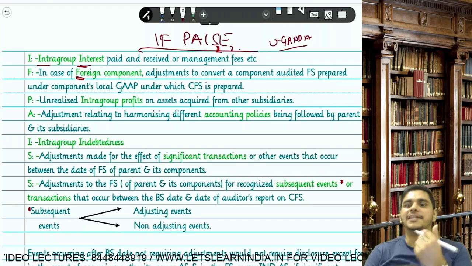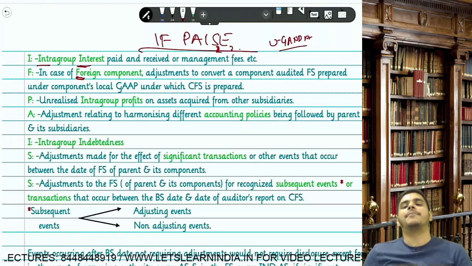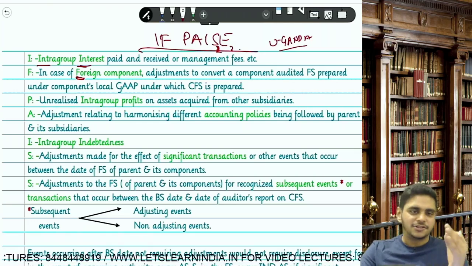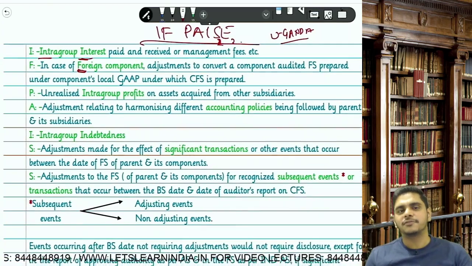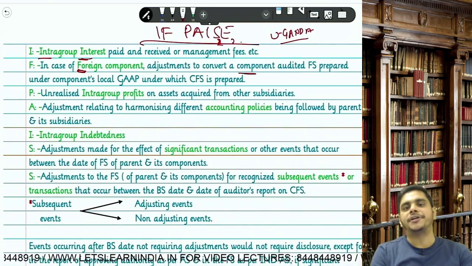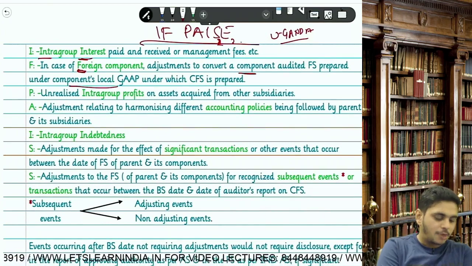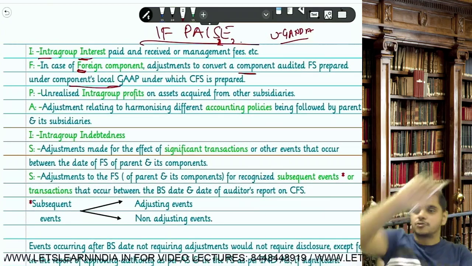It is called Indian GAAP. So you will convert the accounts as per Indian GAAP, generally accepted accounting principles. So it says in case of foreign components, adjustments to convert the component's audited FS prepared under the component's local GAAP.